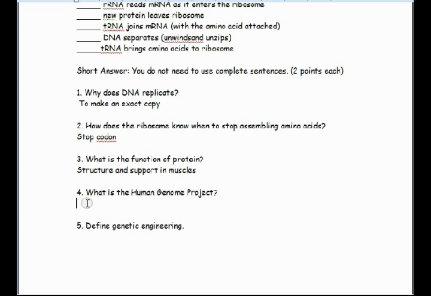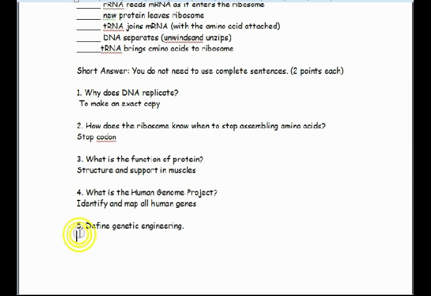What is the Human Genome Project? It is to identify and map all human genes.